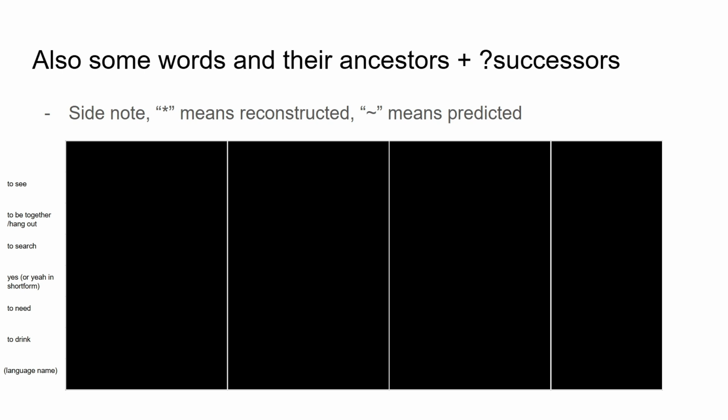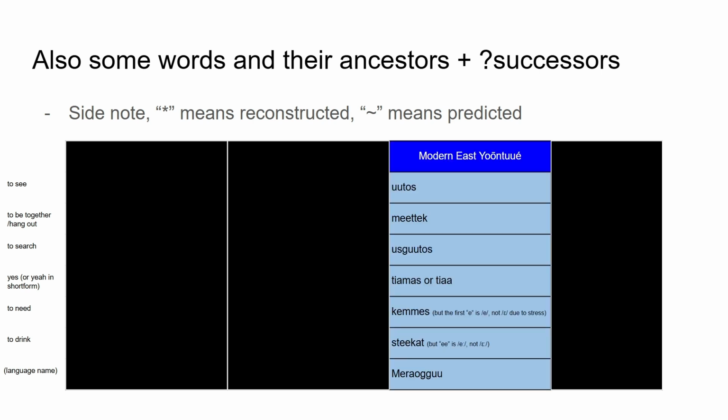Now, let's get some words and their possible successors as well as their ancestors. I've put some markings there, and also you can see the words in English on the left. So first off, the modern words. Útos, métek, skútos, tiamas or tia, kemmes, stekat, meraogguu. Something has to be mentioned. Kemmes and stekat are sometimes pronounced kimmes and stekat because a lot of times long vowels, long e shifts to e, and stressed e also shifts to e.